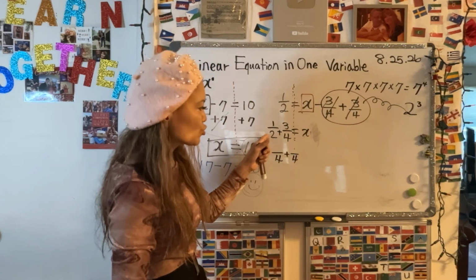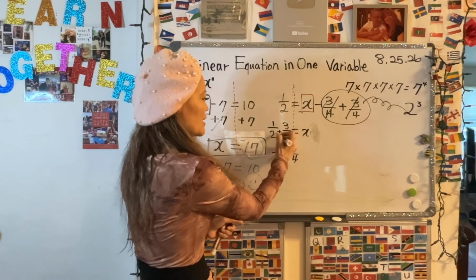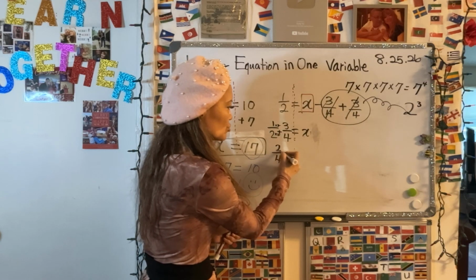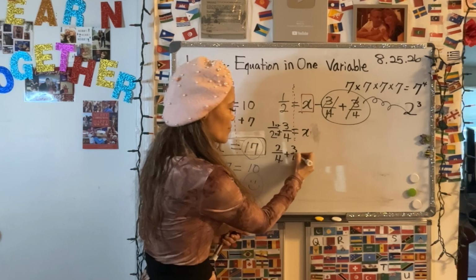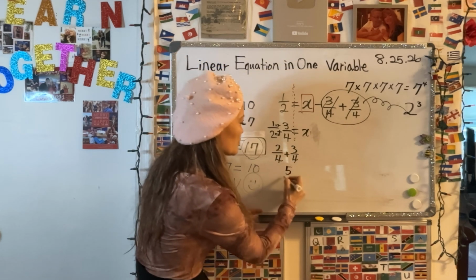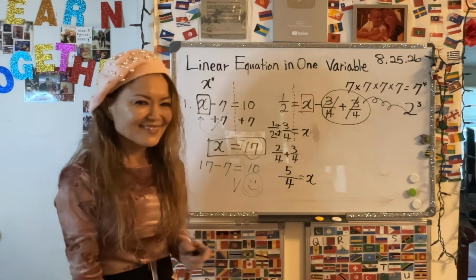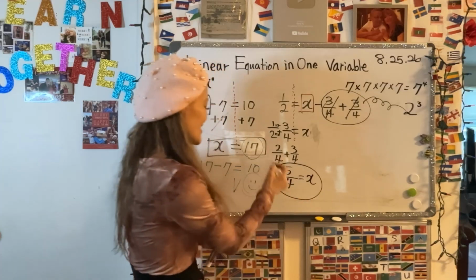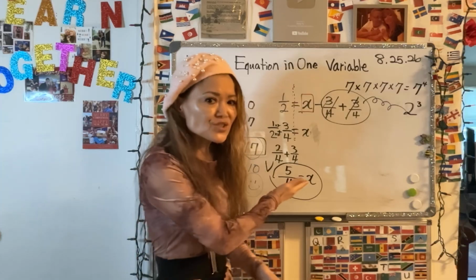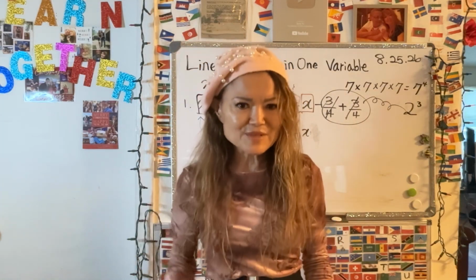So, 2 times what makes 4? 2. So times 2 times 2. 1 times 2 is 2, and 3 stays the same. So what is it? 2 plus 3, 5 over 4, equals x. Ta-da! This is correct. Somebody might say this is an improper fraction. Improper fraction means the numerator is bigger than the denominator.